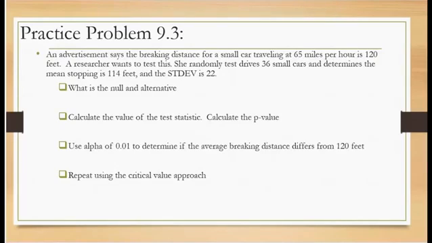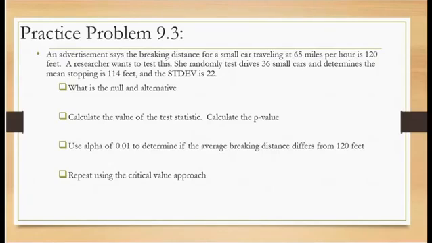So just imagine for a minute, we get in 36 different small cars, and we go 65 miles an hour, and we slam on the brakes, and we test to see how long it takes us to stop. So we find that our mean is 114 feet with a standard deviation of 22. So that's a fair amount of variation that she found in this. So we want to test the null and the alternative, and then we want to calculate the value of our test statistic just like we did before, and then we want to use the standard value of 0.01 to determine if the braking distance actually differs from 120 feet.